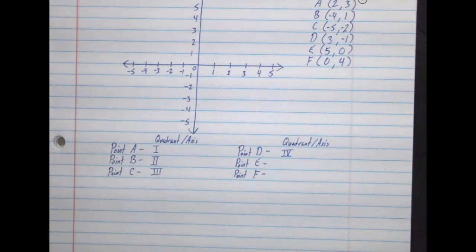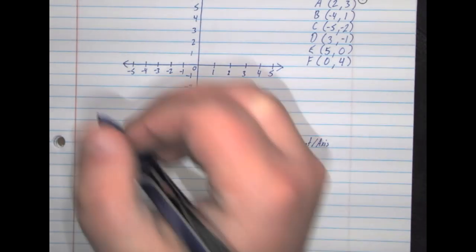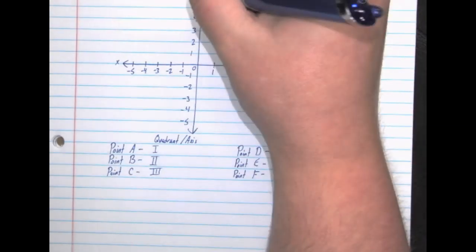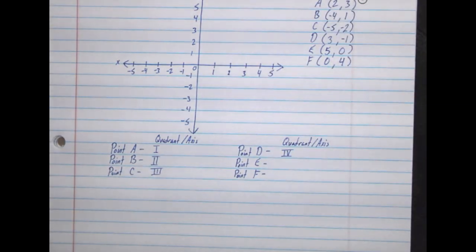Now, here's the tricky part, and this is where I need you to pay a lot of attention. Make a note of it if you need to. Whenever there is a 0 in your ordered pair, the ordered pair is going to lie on one of the axes. So we have our x-axis, y-axis. Now let's look at the points.